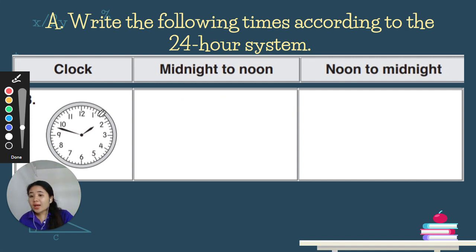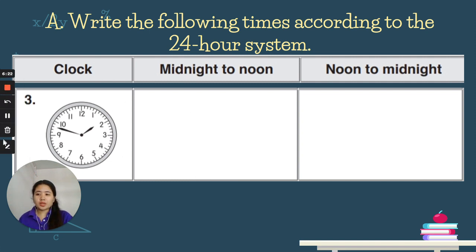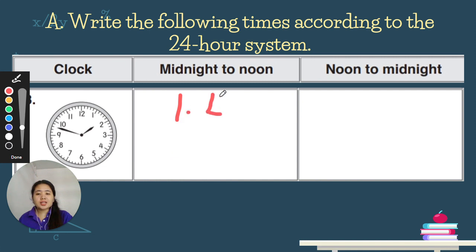Then let's count the minutes: 5, 10, 15, 20, 25, 30, 35, 40, 45, 46, 47, 48. So that is 1. Okay, let's write 1:48 hours. Okay, wait.